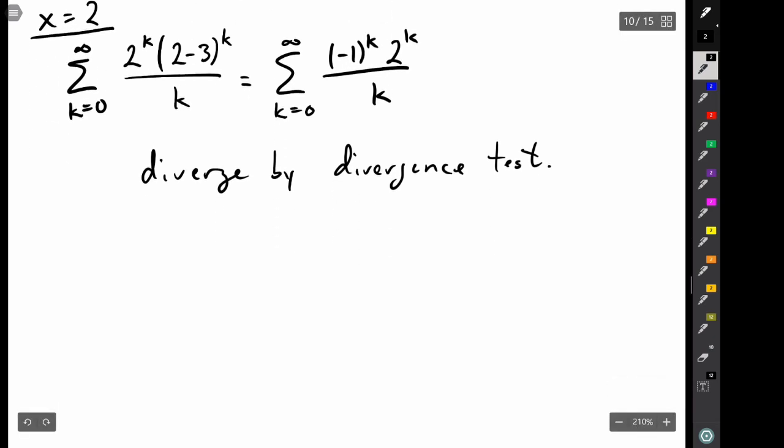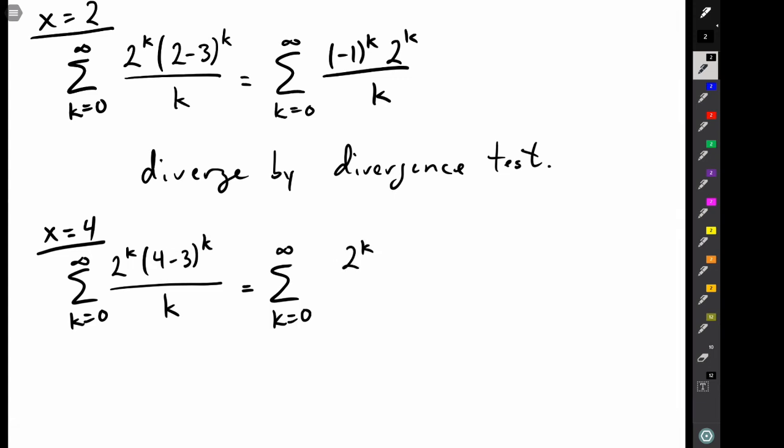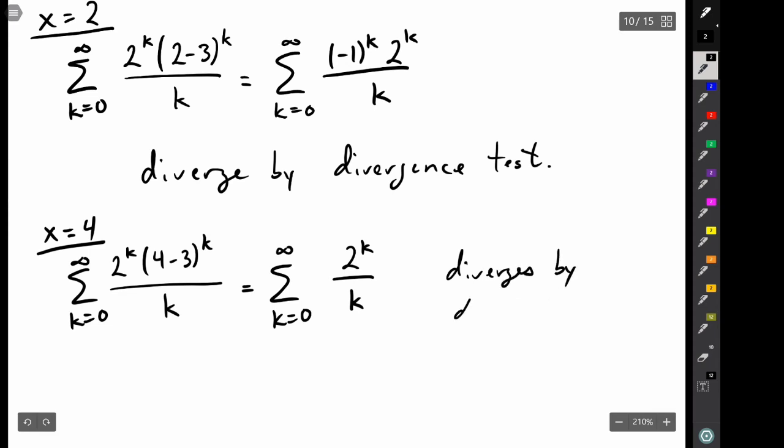Now we do the same thing at x equals 4. Plug in x equals 4, and we get 2 to the k, 4 minus 3 to the k over k. So this series is simply the sum from 0 to infinity of 1 to the kth power, which is just 1. So we're going to simply get this. But this also diverges by the divergence test.